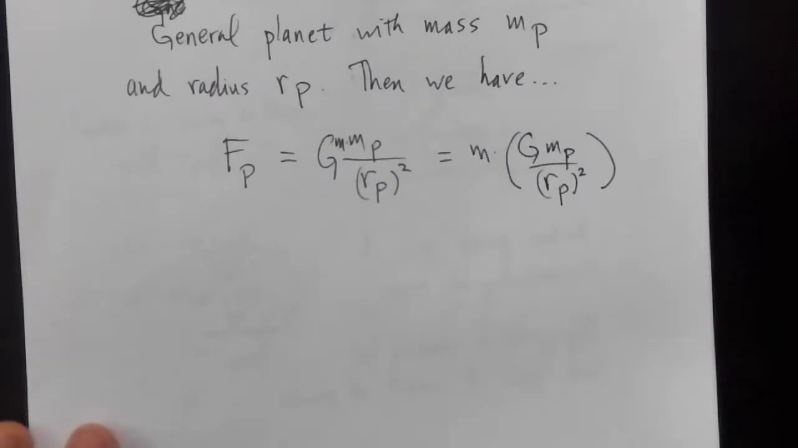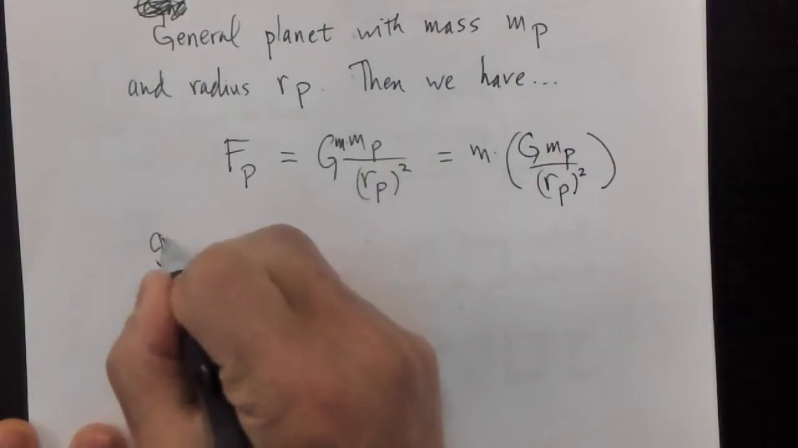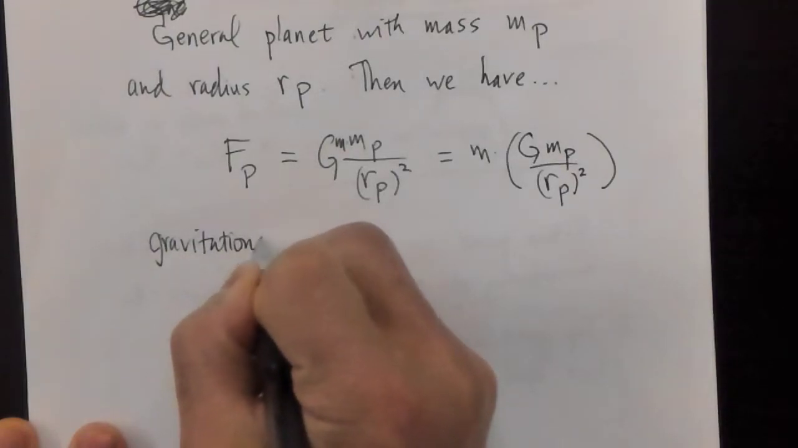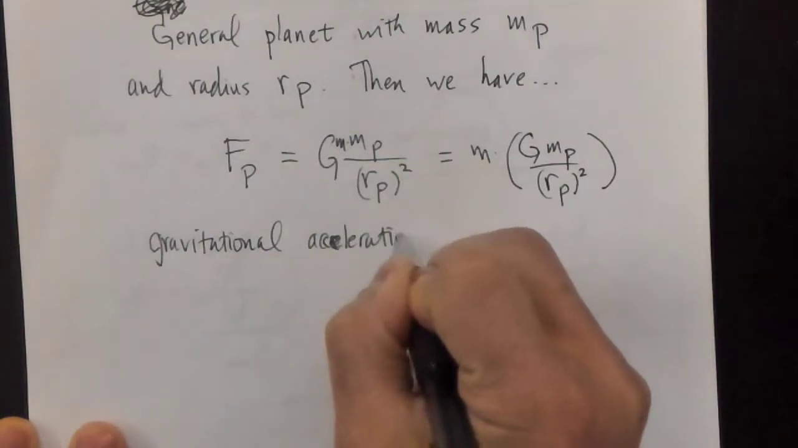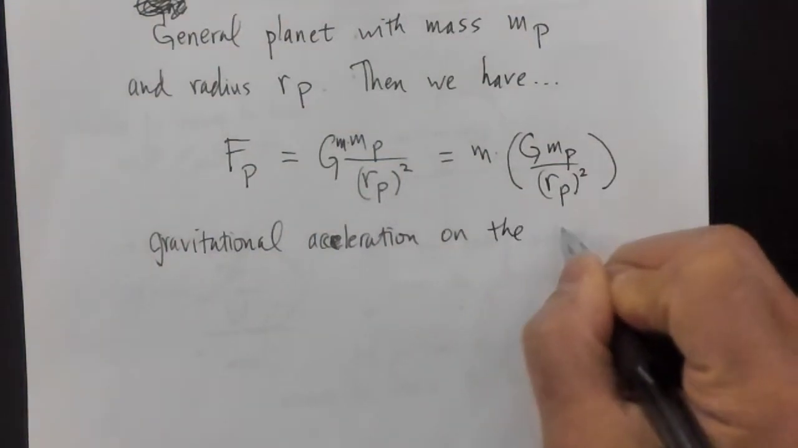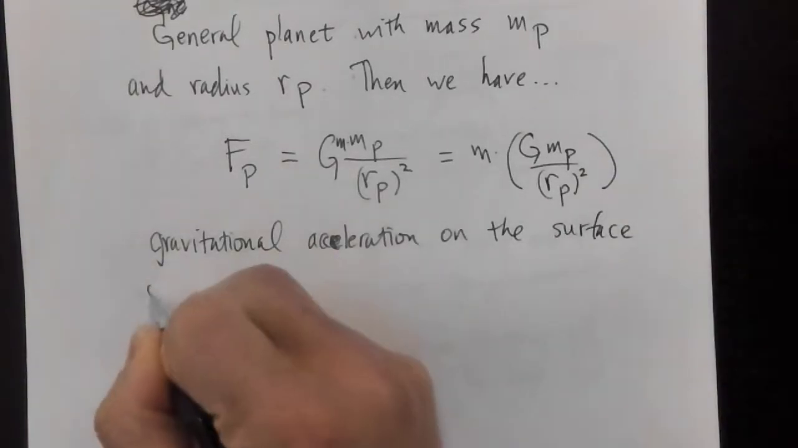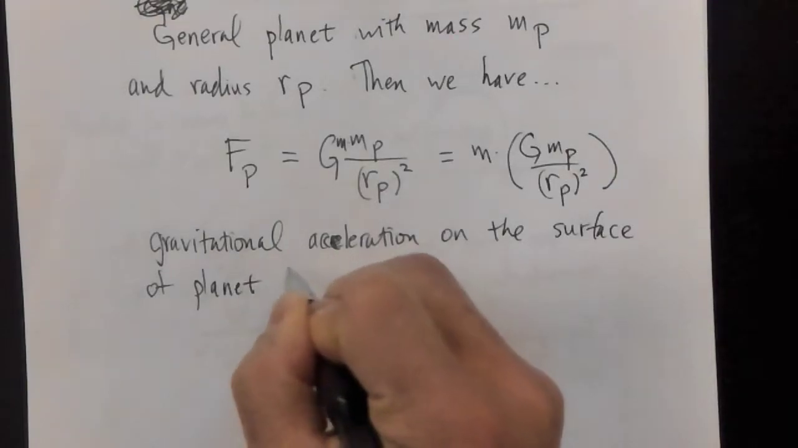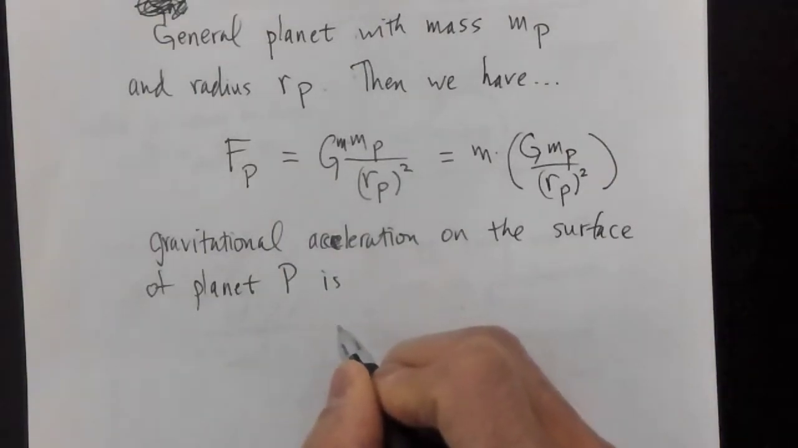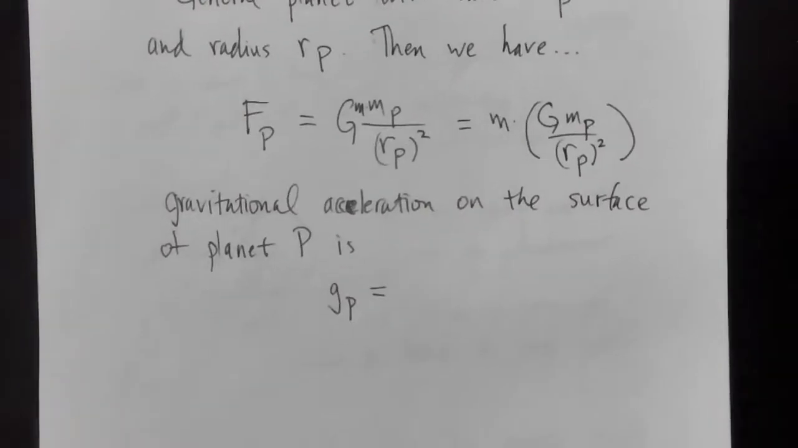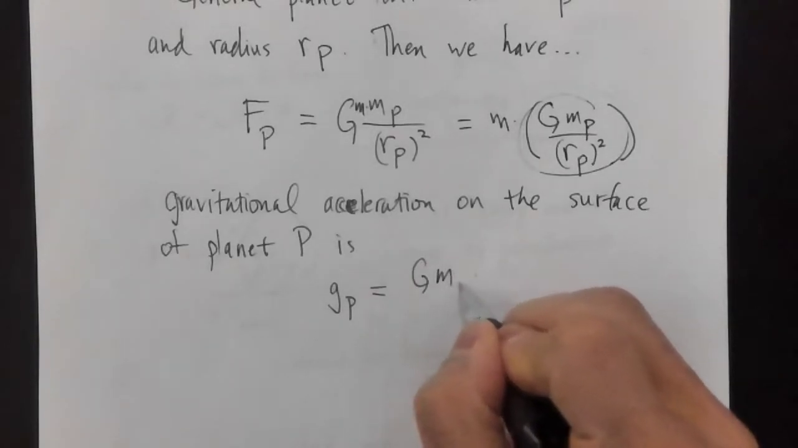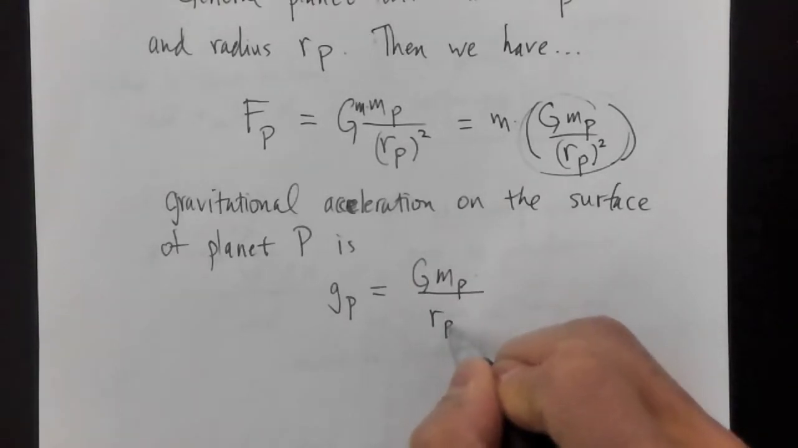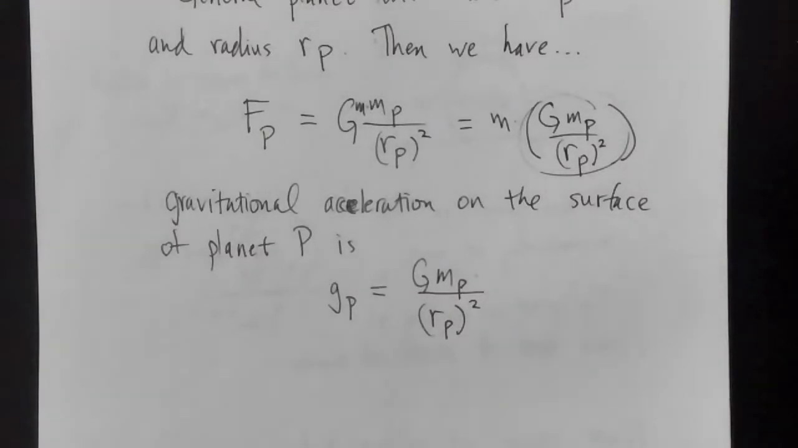So then the gravitational acceleration on the surface of planet P is going to be, let's call it GP, is going to be this thing here. Okay, capital G mp, mass of the planet, divided by rp squared, radius of the planet squared. Any questions about this?